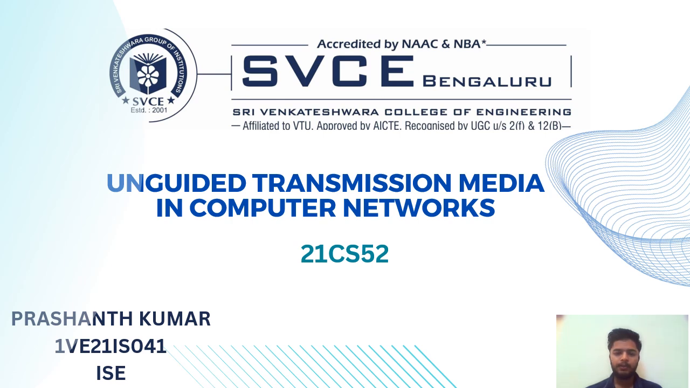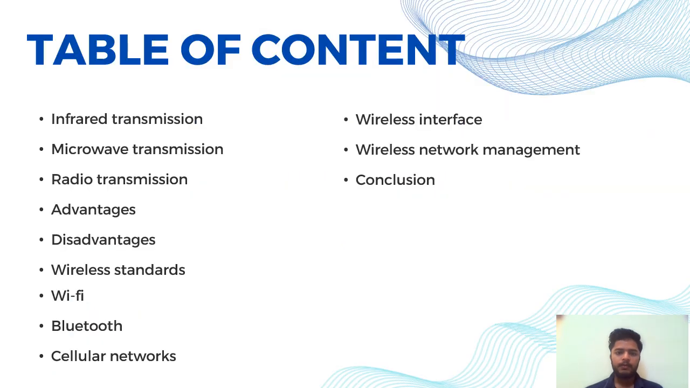Today we are going to discuss the topic Unguided Transmission Media in Computer Networks, subject code 21CS52. Now having a look through the table of contents, we are going to discuss infrared transmission, microwave transmission, radio transmission, advantages and disadvantages of unguided media, wireless standards, Wi-Fi, Bluetooth, cellular networks, wireless interface, wireless network management, and finally the conclusion.